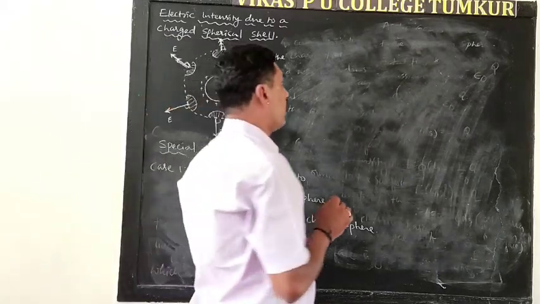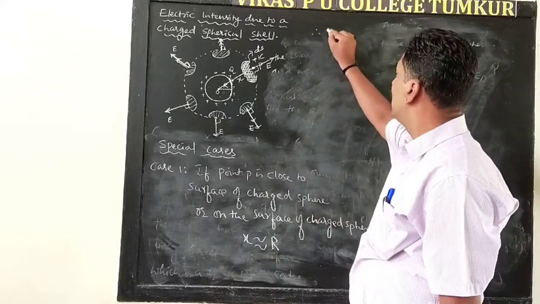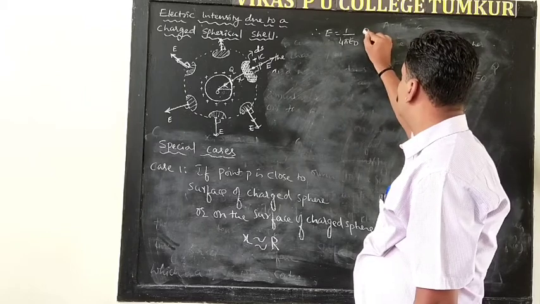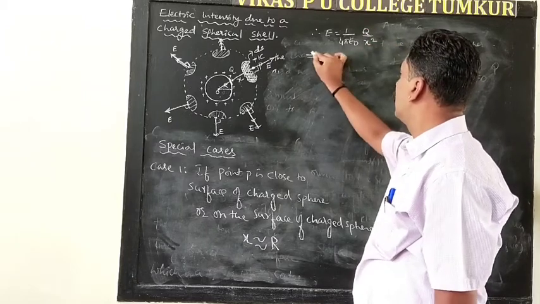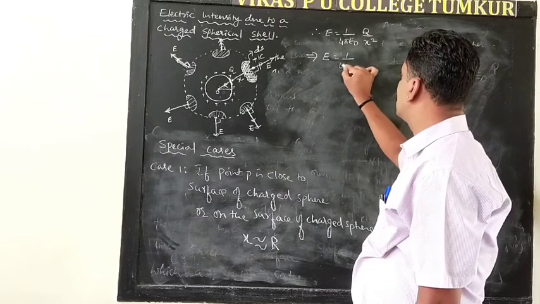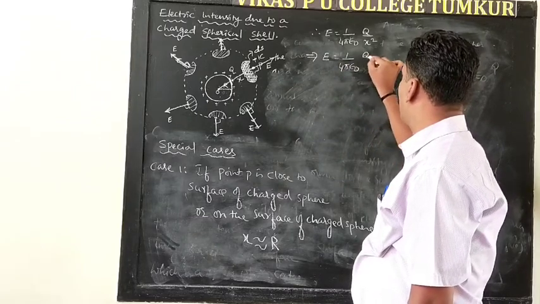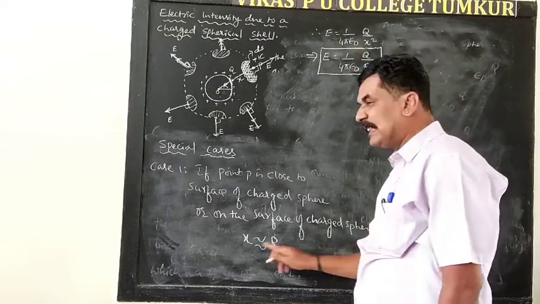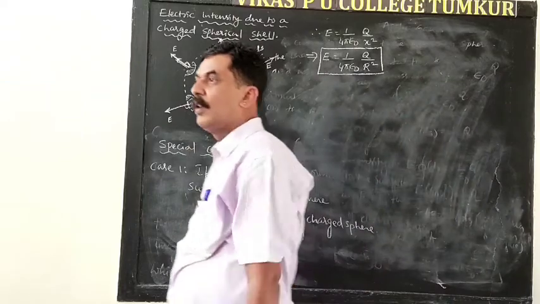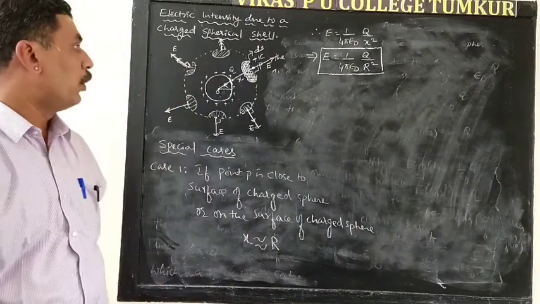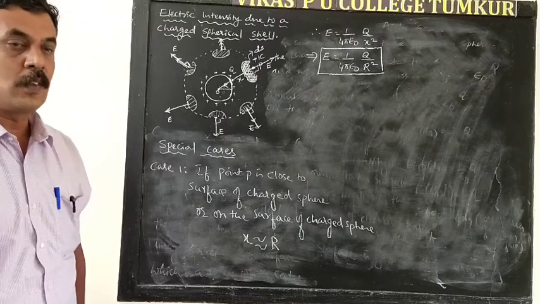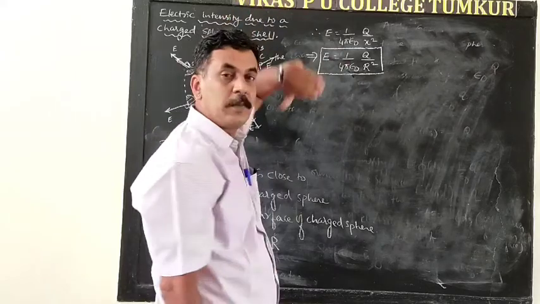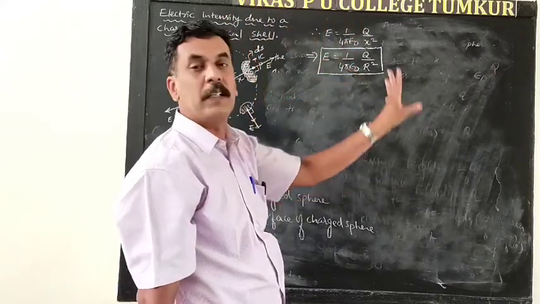Now, what formula did we derive? Therefore, the electric intensity at that point is q by x square, we had written. So now x is nearly r, so I can write it as r square. X is nearly equal to r. So this is the formula for electric intensity at a point close to the charged spherical shell or on the surface of the spherical shell which is charged.